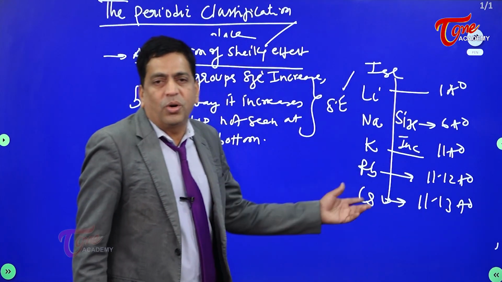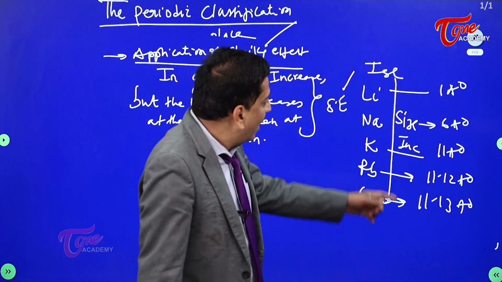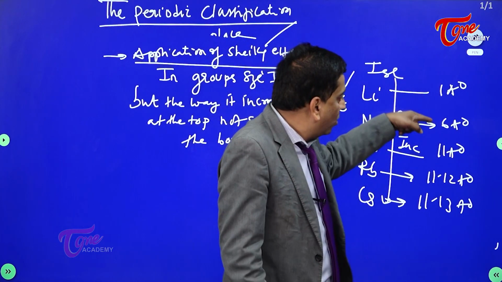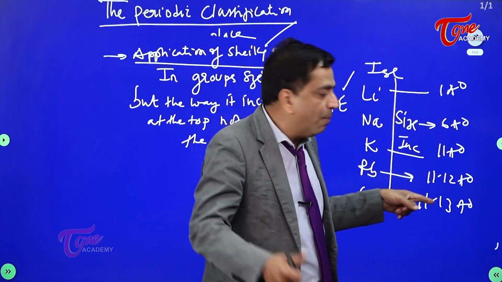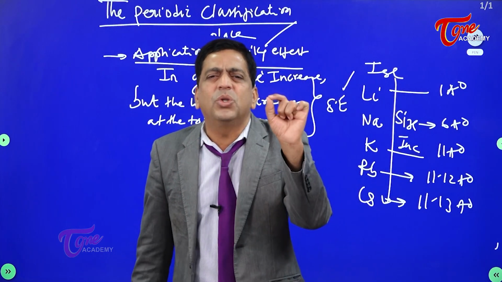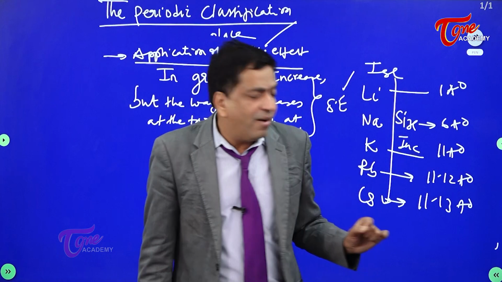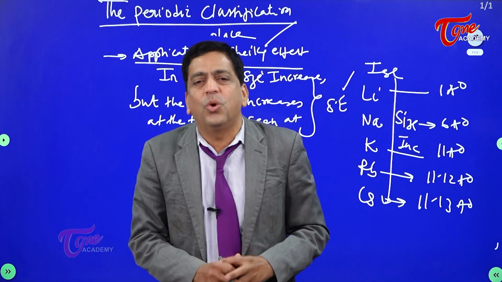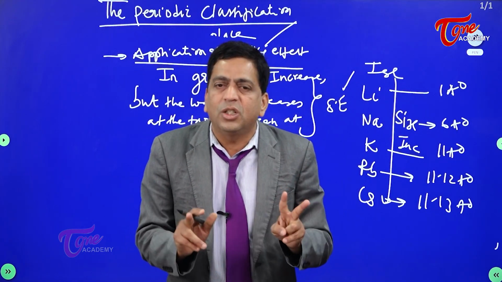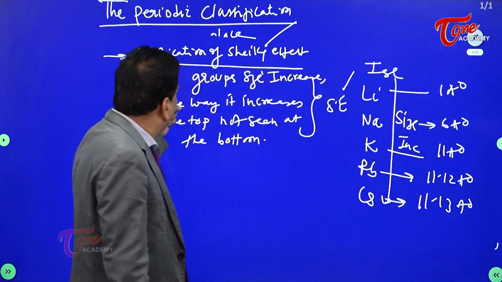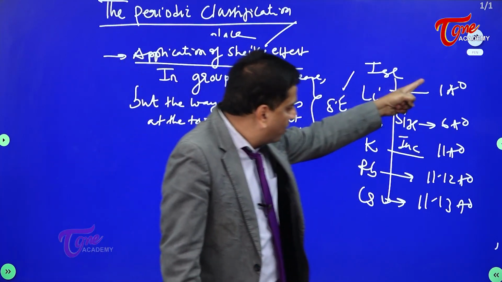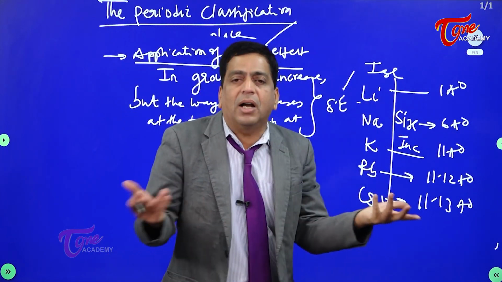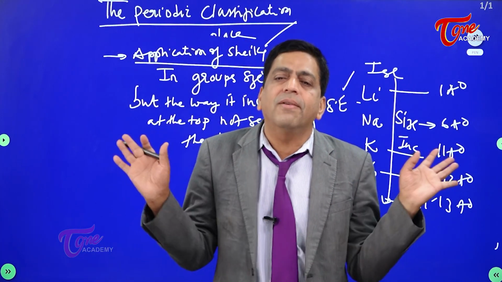Look at the values. The size is increasing from 1 to 11.13. There is no dispute in that. But look at the way it has increased. 1 to 6 is a jump. 6 to 11 is a further jump. 11 to 11.12 is a small, minuscule increase. And from here to here, it is a further small 0.01 increase. So we wanted to know why. Two things should be clear, and that's what I've written. In groups, the size increases, but the way it increases at the top is not seen at the bottom. And the reason for that is the shielding effect.